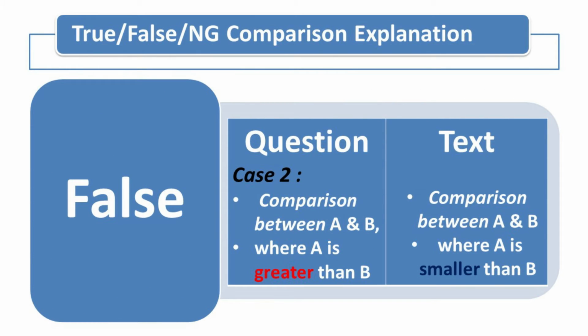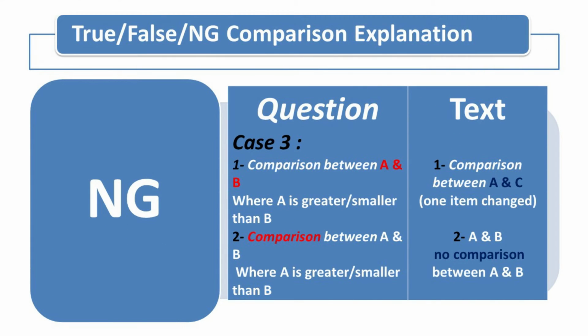Then comes case 2. In case 2, again, we have two items, A and B, and we find out that A is greater than B when we read the question. To verify it, when we move towards the text, we find that A and B both are there, but the comparison is actually opposite. A is not greater than B in the text as it was said in the question. Rather, it is totally opposite, because in the text A is smaller than B. Therefore, the answer will be false.